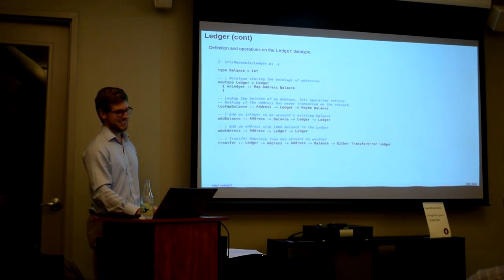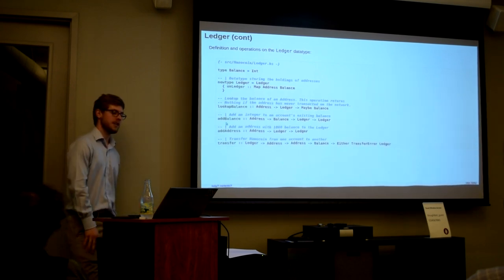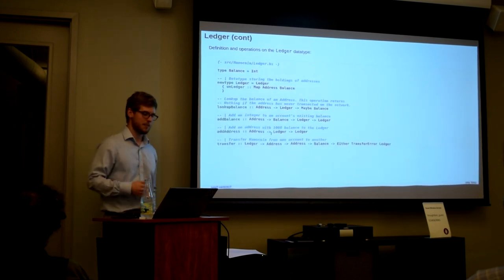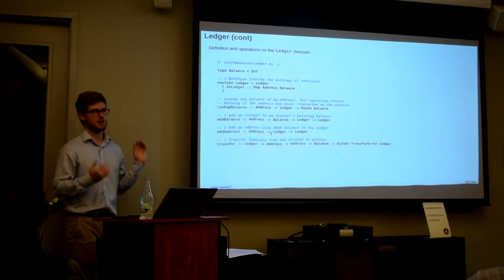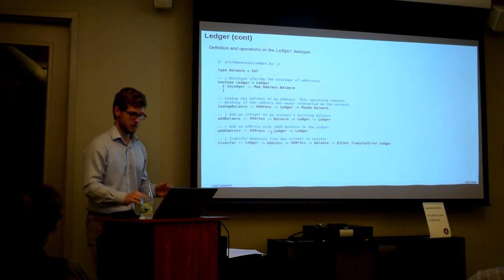We need a few operations on the ledger. We need to be able to look at balances. We need to be able to add balances. And we need to be able to add addresses. When you add an address, it basically means we don't see this address in our ledger, so I'm just going to quickly add them with 1,000 nanocoins, and then I'll perform this transfer or whatever.